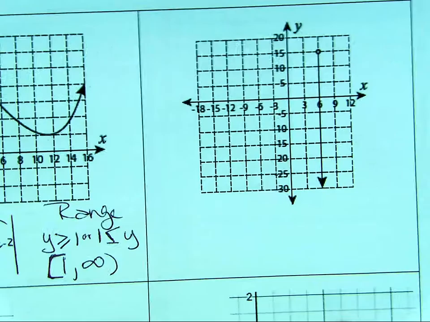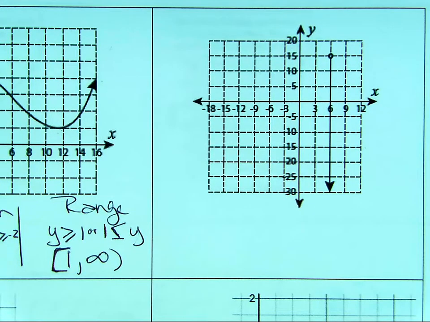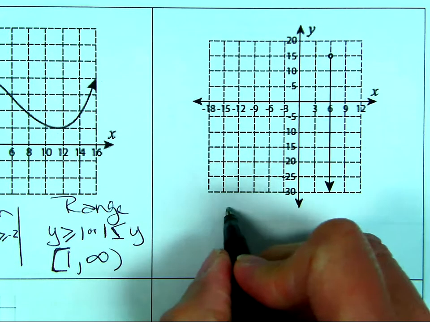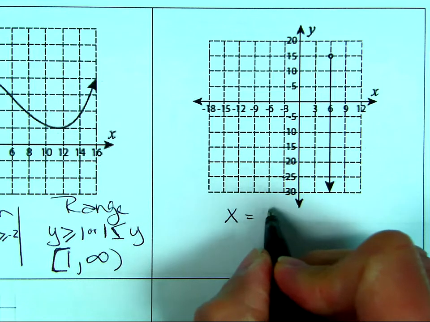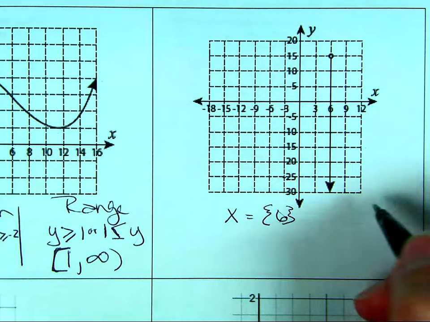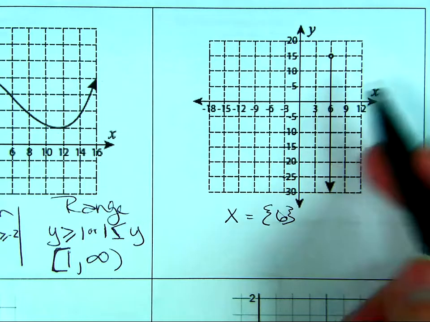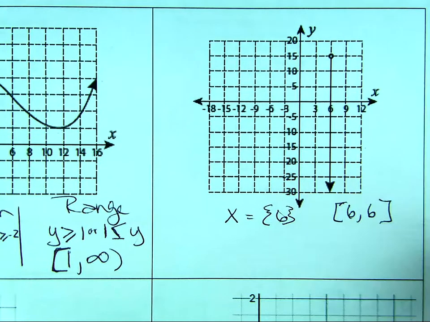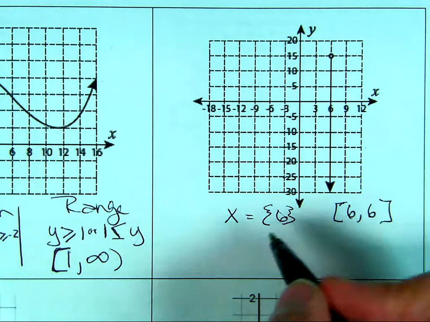Okay, let's see. This one looks like a vertical line. So the domain is only, right? The domain is only 6. So I would say x equals, and I would use my little braces, {6}. Now, in interval notation, 6 is included. It is 6. So I could just say square bracket 6. I don't know if anyone actually writes it like that, but anyway, that's interval notation. It goes from 6 to 6.